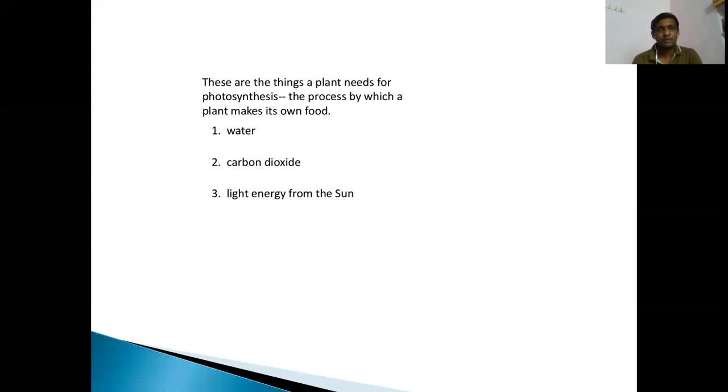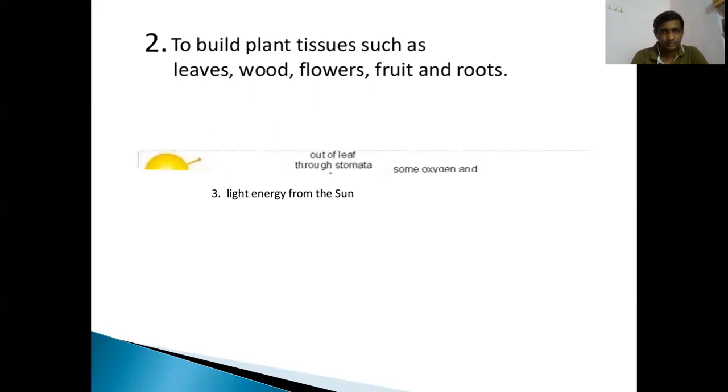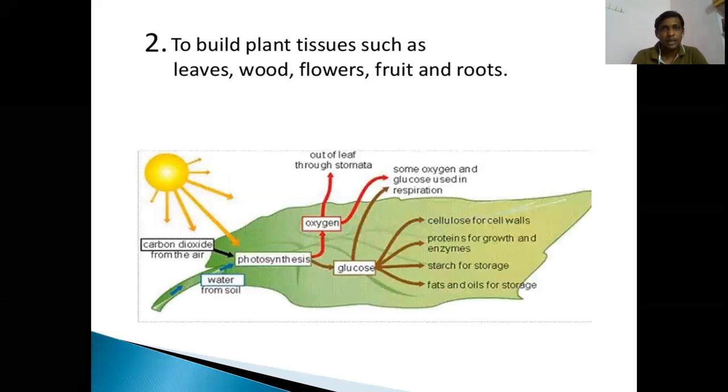So the things plants need for photosynthesis are water, carbon dioxide and light or sunlight. By these three, the plants prepare their own food. What about the animals? We need oxygen, the food we are eating, and water. By this we get the energy and also build tissue such as leaves, wood, flowers, fruits and roots. So in this way, this is photosynthesis.